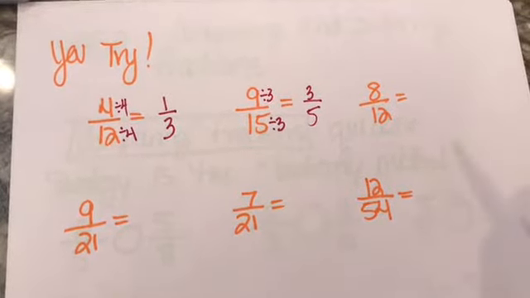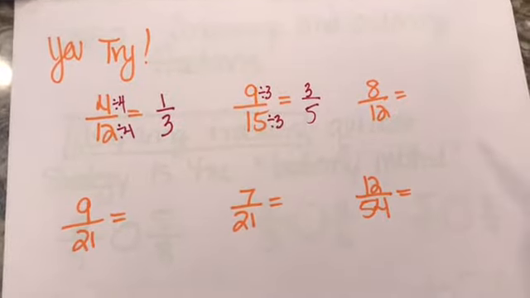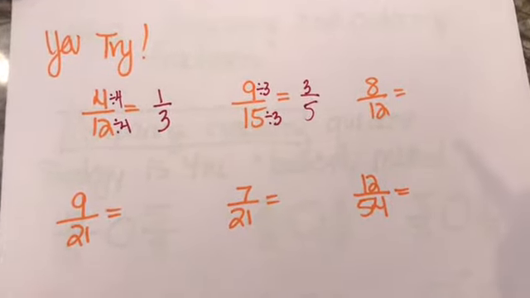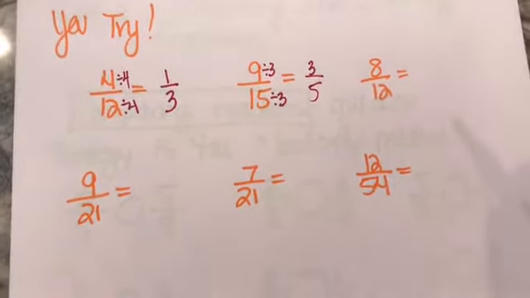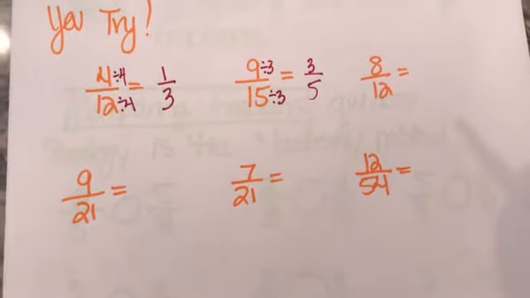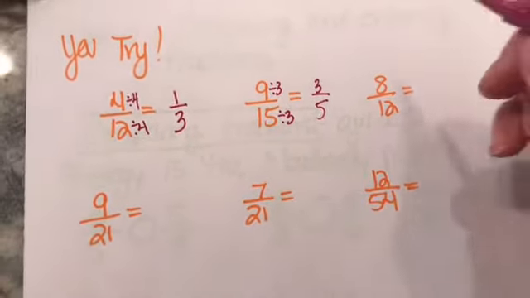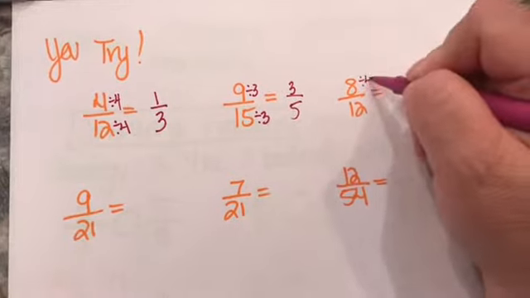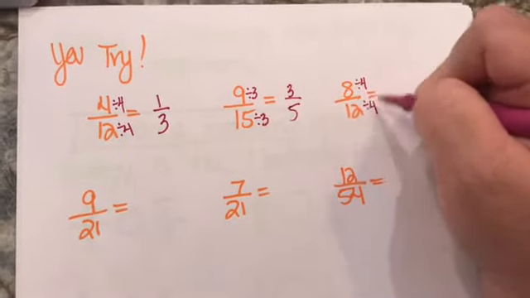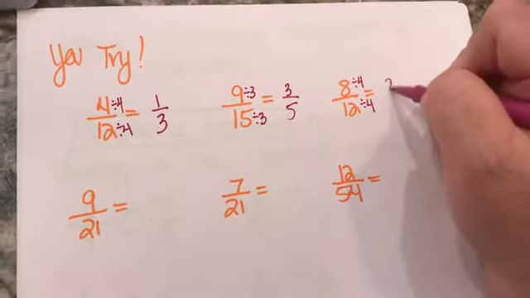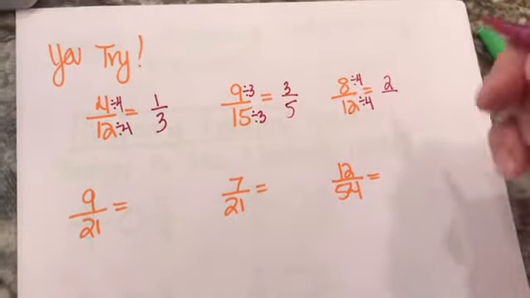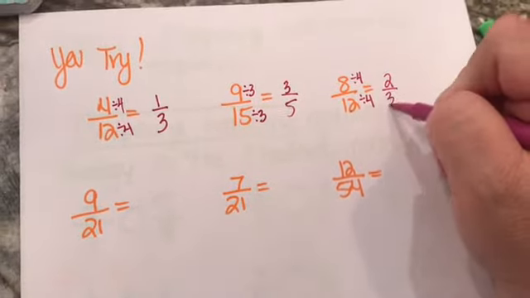Well, you could do this a couple different ways. They're both even, so you could divide them by 2. You just need to keep going until you can't go any further. Or you could pick a larger number, like maybe 4. 4 fits into both 8 and 12. So 8 divided by 4 gets me down to 2, and 12 divided by 4 gets me down to 3.